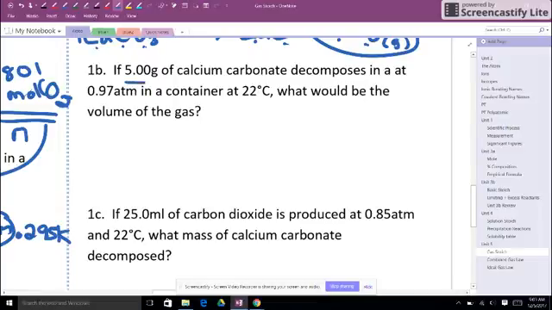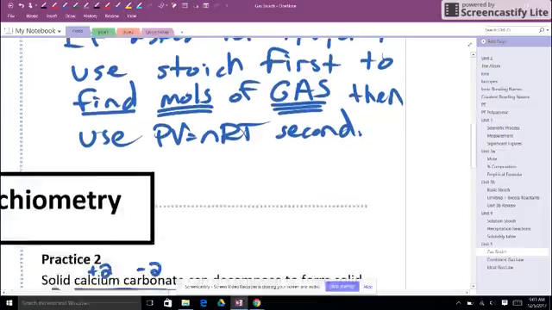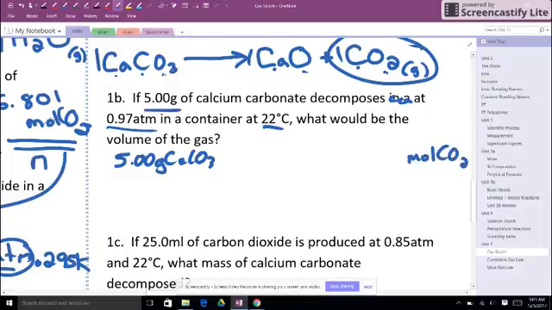But it says we have 5 grams of calcium carbonate decomposing at 0.97 atm in a container at 22 degrees Celsius. What would be the volume of this gas? So again, this problem is asking for volume. That means we're going to do the stoich first. So let's set up. I have 5 grams of calcium carbonate decomposing, and we need to find moles of gas. Now the gas is my CO2.